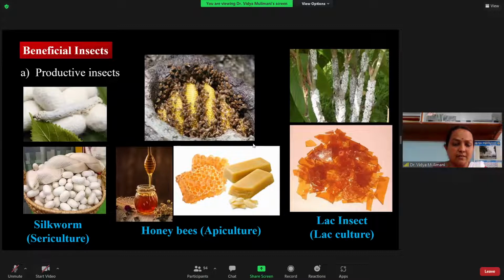where I'll be just dealing in detail with the lac insect, because you don't have a separate course for the lac insect. Under this course only, I'll be telling how you cultivate the lac insect and all. So from the lac insect we are going to get the shellac. Okay, so that is called lac culture. So these are some of the examples for the productive insect.